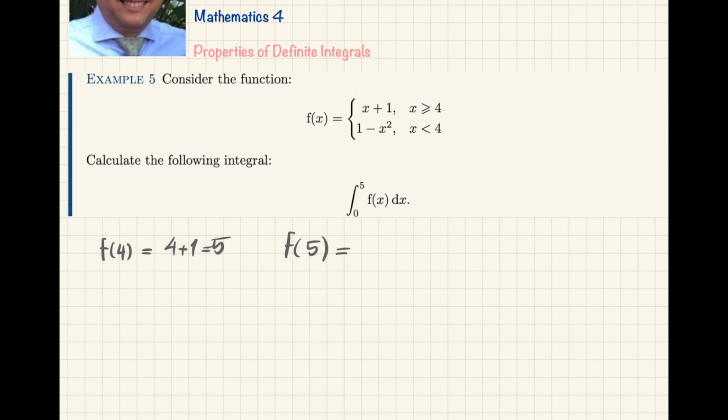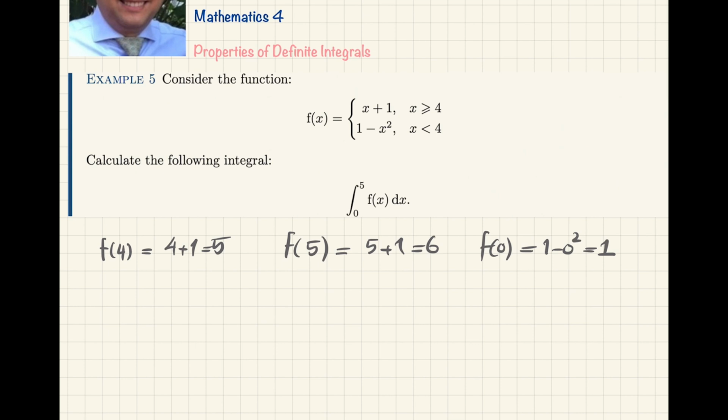Now I am calculating f of 5. This is not part of the solution. This is just reviewing something about this type of functions. So f of 5 is what? It's 5 plus 1 again, so it is 6. But if I ask you what is f of 0, I need to replace x with 0, but for this rule, because 0 is less than 4, so I have to use this rule. So this becomes 1 minus 0 to the power 2, so the answer is 1.